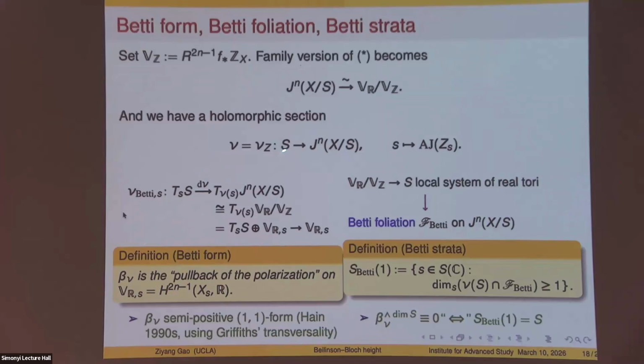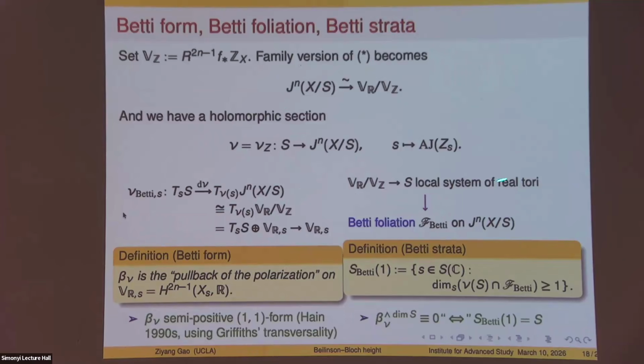Griffiths' transversality tells us that the image of the tangent of this map is contained in some small part of the Griffiths horizontal direction. It's something very small. It's the whole thing if and only if this family is an abelian scheme. So in this sense, the abelian scheme situation is very different from other variations.